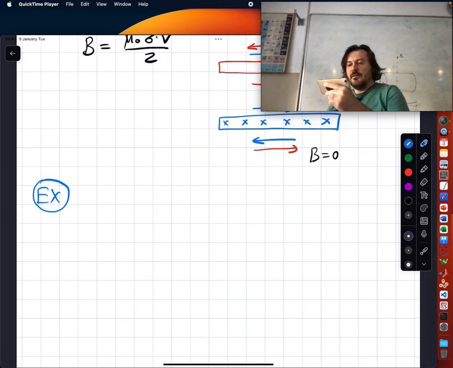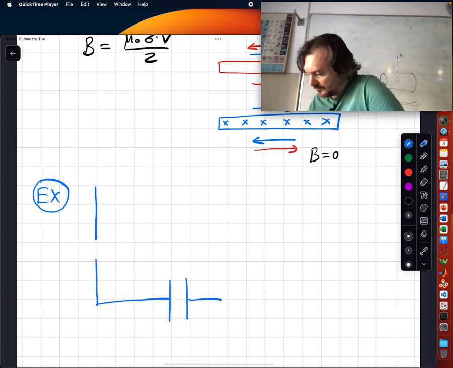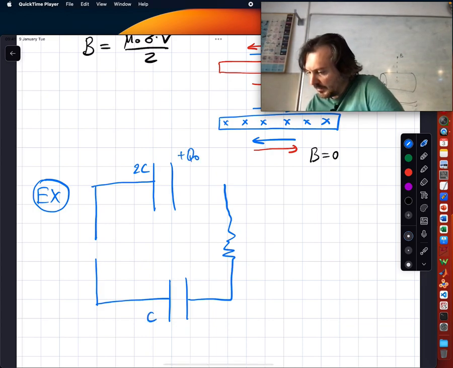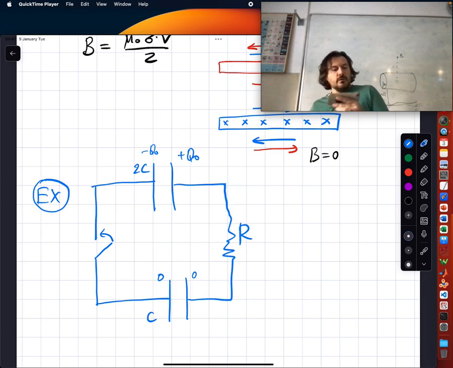Circuit given below, S is open initially, the capacitor 2C has charge Q0 and the capacitor C is uncharged, the switch S is closed at time 0. So I have a system like this. This is 2C, this is C, this is plus Q0 at the beginning, minus Q0 here, R, and this one starts at 0, and then the switch is closed. So far so good? What is the charge on each capacitor after a very long time?